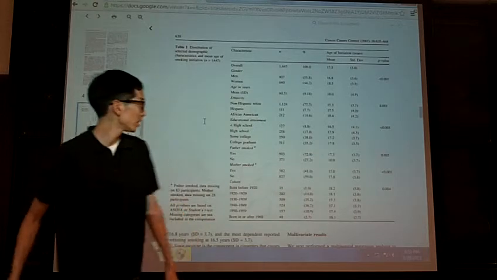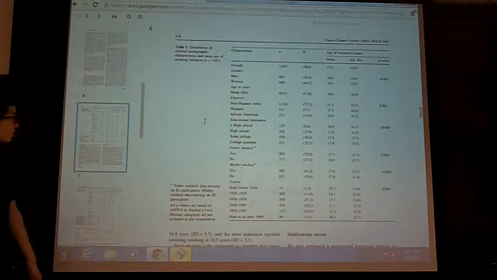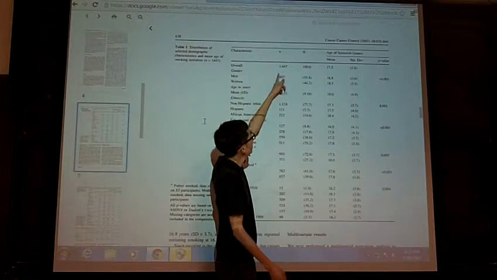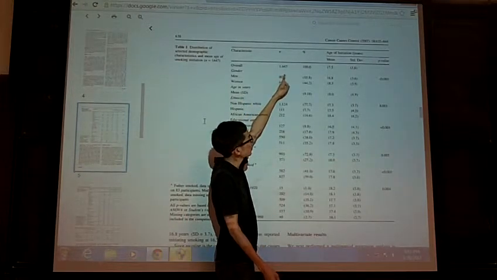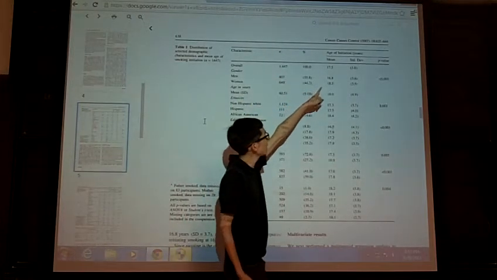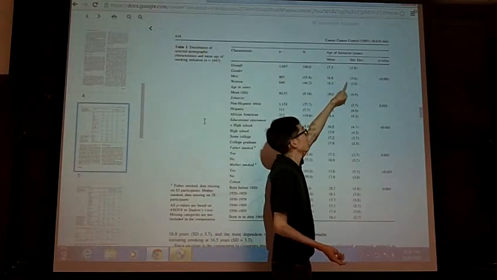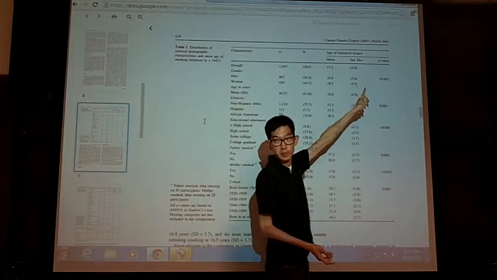Okay, so here, these are the results. This is the results table. And so here they have two groups. They surveyed a total of 1,447 people. Okay, and the average age at which people started smoking was 17 and a half years old, with a standard deviation of 3.8 years.